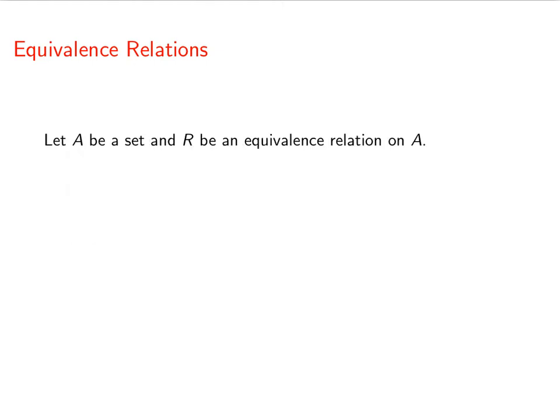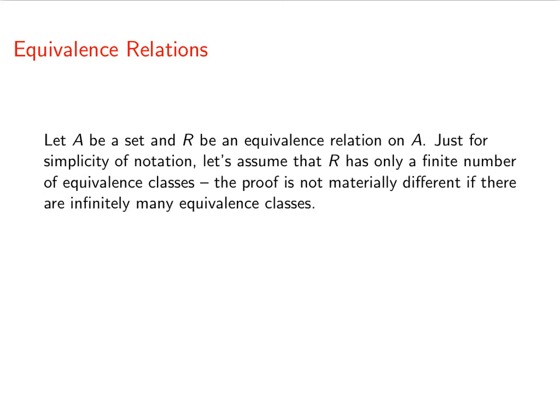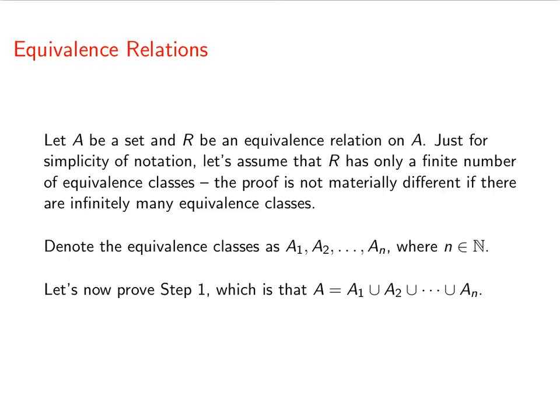All right, so let's let A be a set and R be an equivalence relation on A. For notational purposes, as we've discussed before, we're going to assume that R has only a finite number of equivalence classes. The proof really isn't all that different if there are infinitely many equivalence classes, so we'll just simplify our proof here. We'll denote these equivalence classes as A1, A2, up to AN, where N is a natural number. Now let's prove step one, and that says that A has to be the union of A1, A2, all the way down to AN.